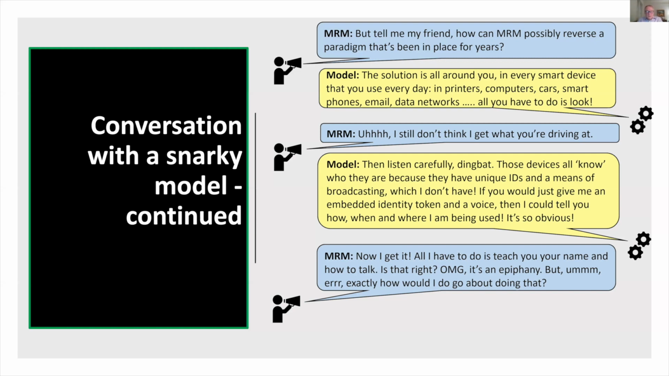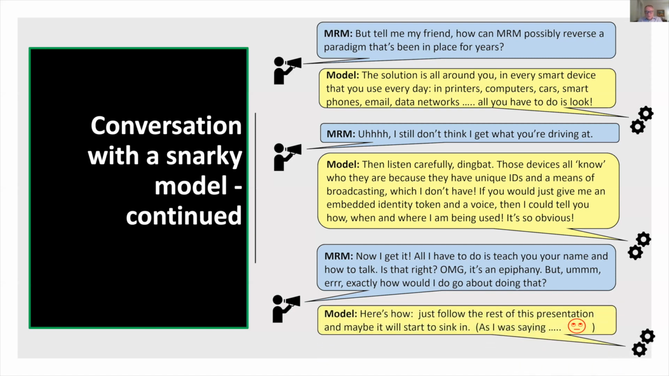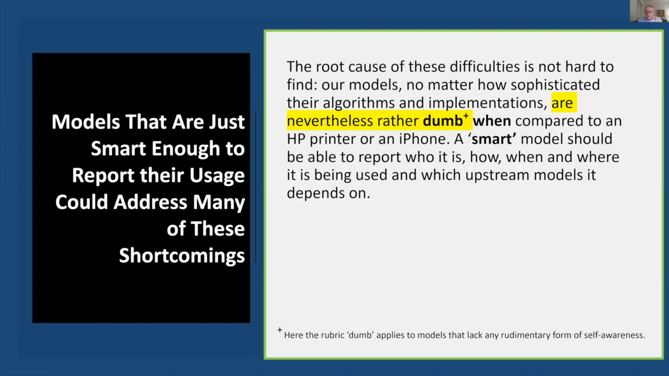So here is my conclusion that I drew in facing these dilemmas of answering questions about model usage. The root cause of these difficulties is not hard to find. Our models, no matter how sophisticated their algorithms and implementations are, are nevertheless really rather dumb when compared to an HP printer or an iPhone. A smart model should be able to report who it is, how, when, and where it is being used, and which upstream models it depends on.